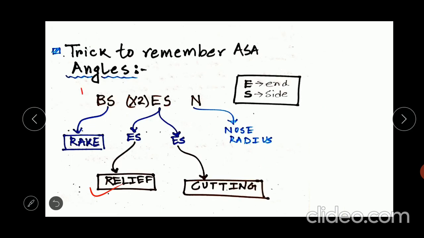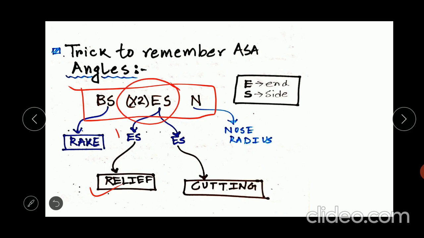Here I have written a phrase: BS into 2 ES. You can read this line like this: BS 2 times ES N. I have written 2 times ES. You have to remember that B stands for back, S stands for side, and E stands for end. So BS 2 times ES N.